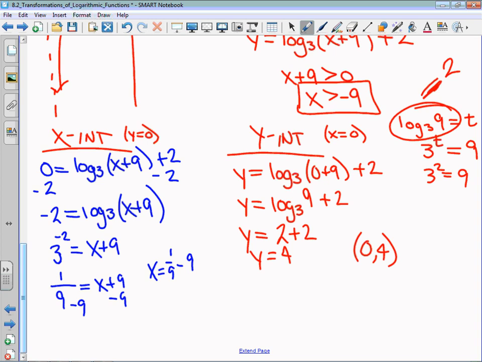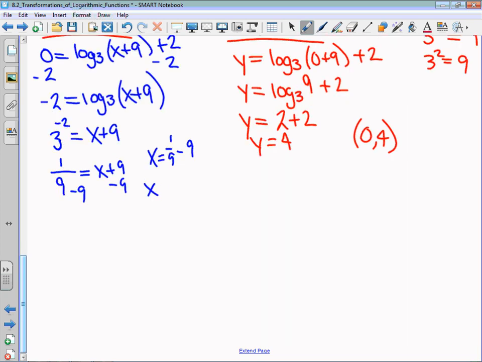What I would do to solve this is change that 9 into a fraction with the denominator of 9, and that looks like 81 over 9. Well, 1 minus 81 over 9 is -80 over 9. So my x-intercept is at -80 over 9, comma 0, because the y is always 0.